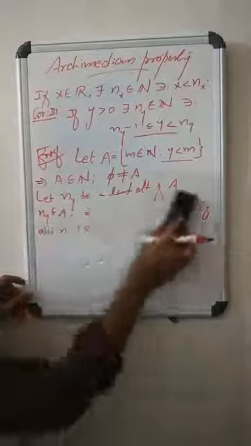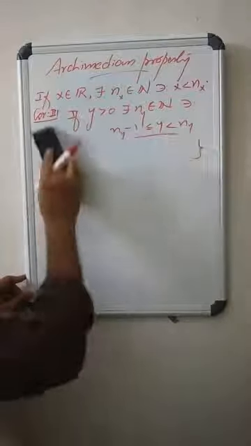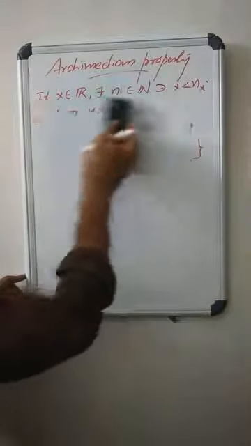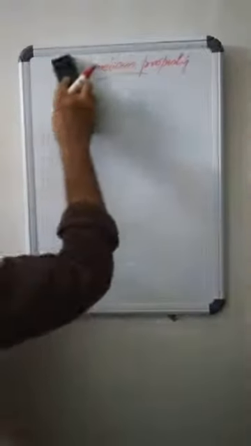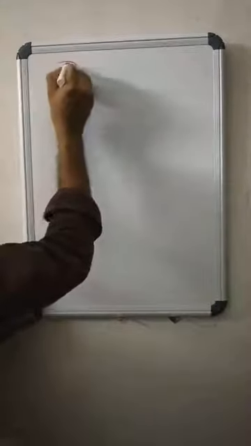So this is the Archimedean property, and some of the results are related to it. The Archimedean property is an important result. Now let us discuss the density theorem.